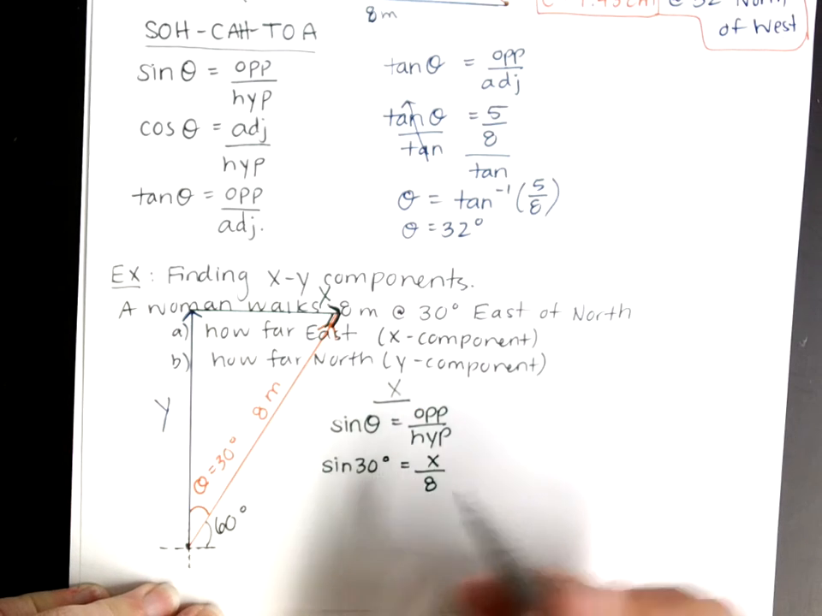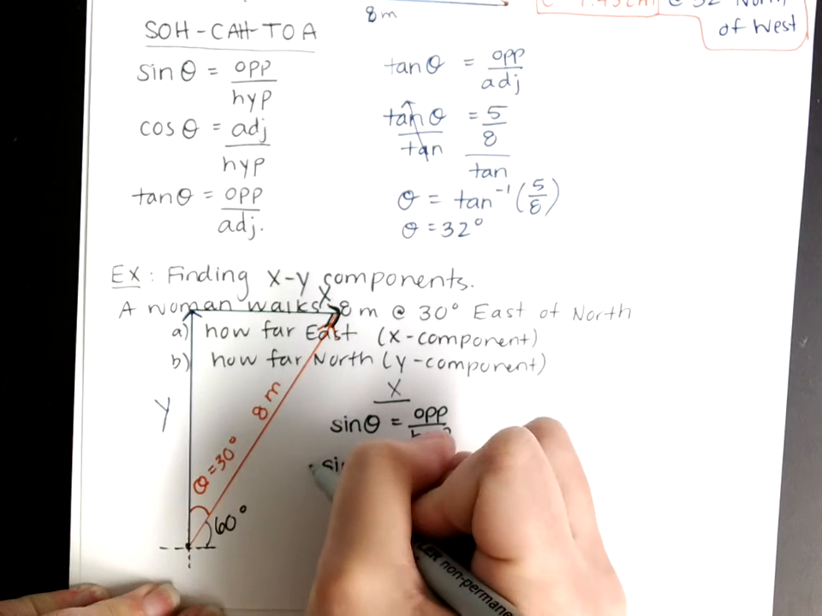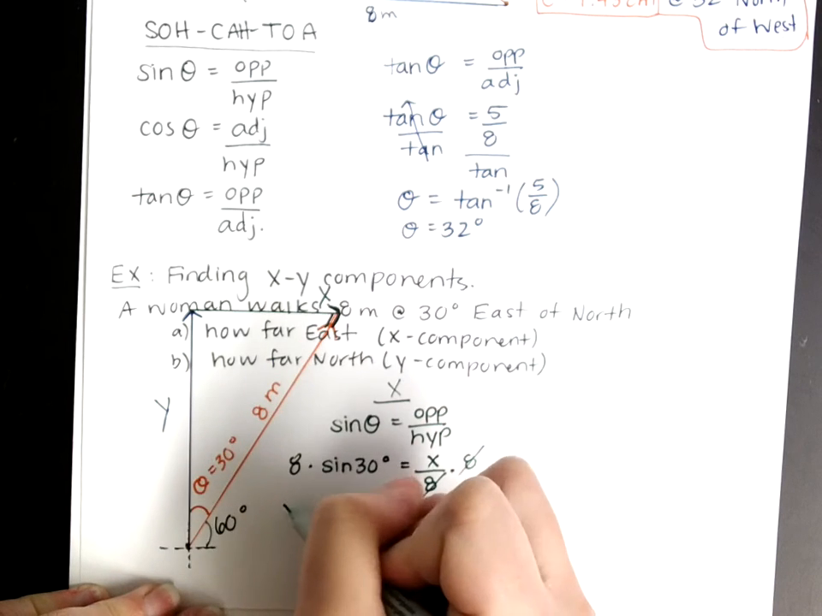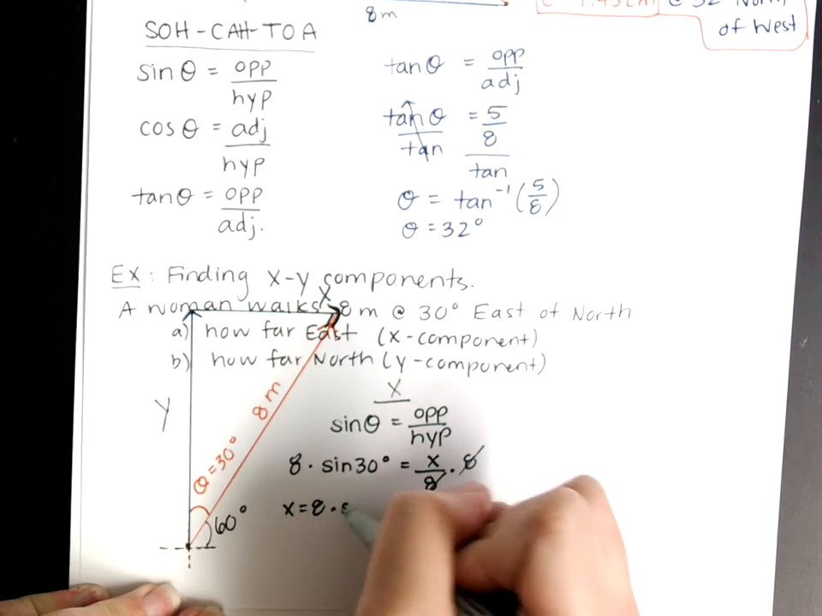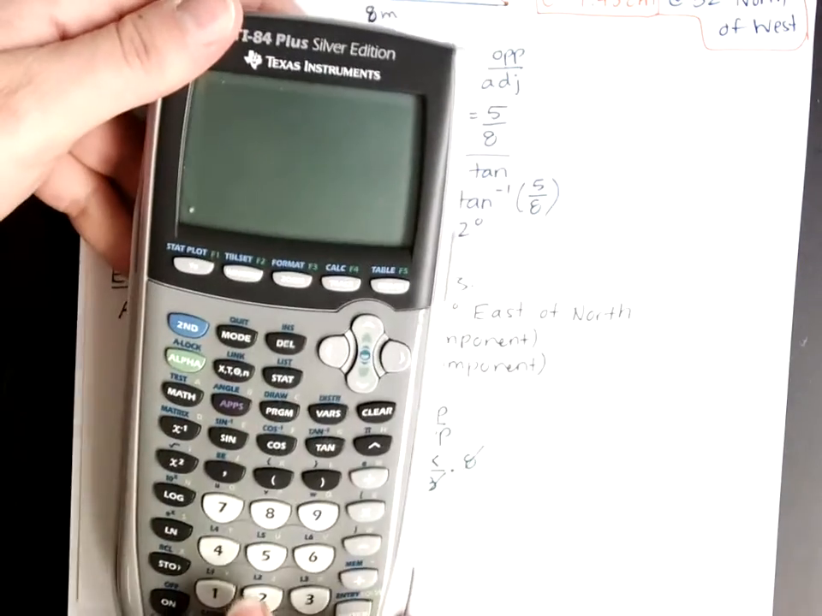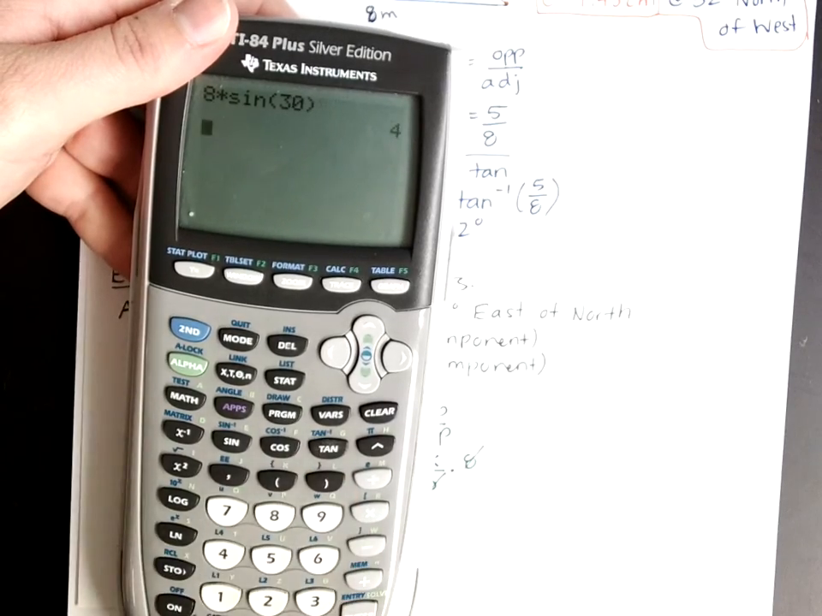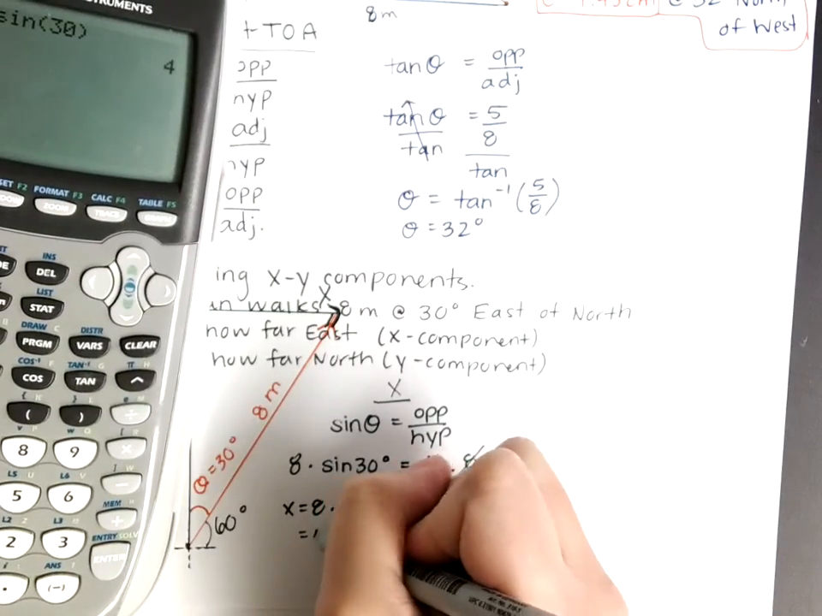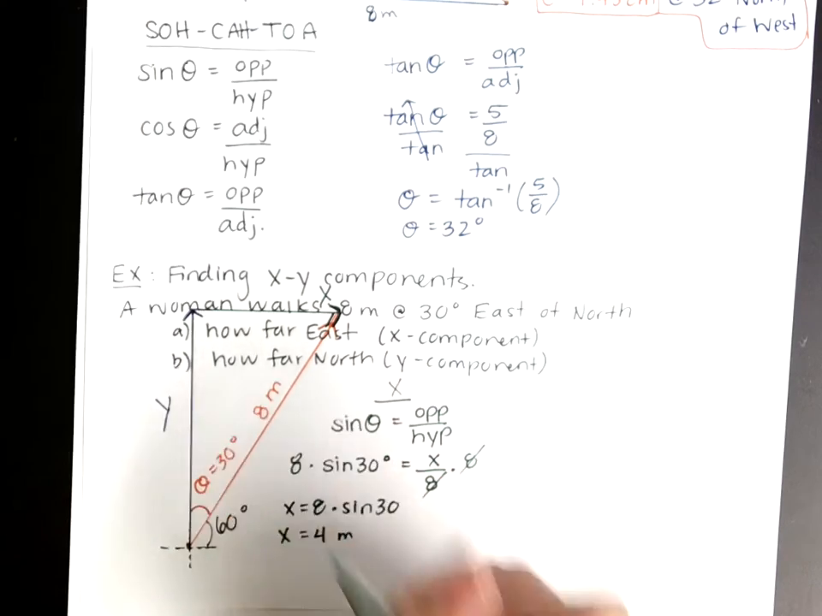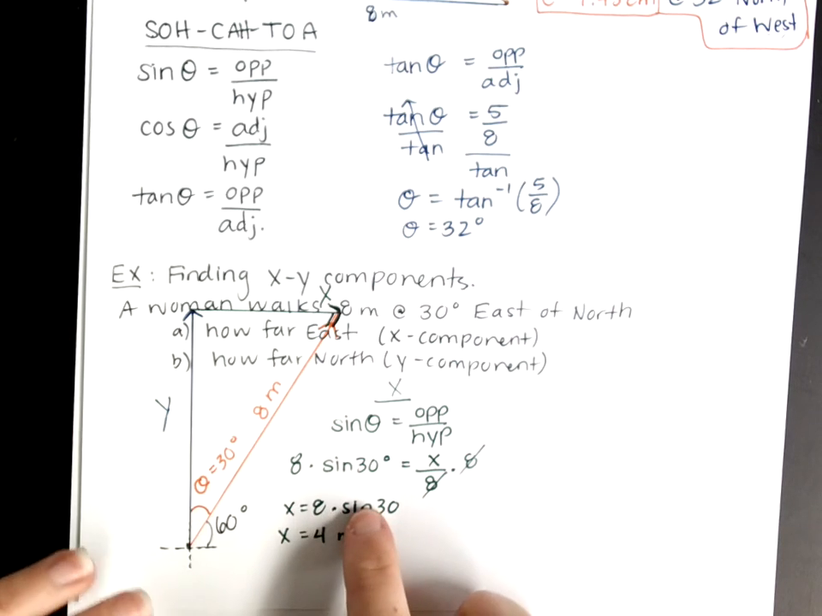Well, if we want to solve for x, let's just do a little bit of algebra. Multiply 8 on both sides. The 8s on the right cancel. You get x equals 8 times sine 30. Plug that in your calculator. 8 times the sine of 30 gives me 4. So x equals 4 meters. You may already remember this because you know your 30, 60, 90 degree triangle. That's fine, but I want you to know how to calculate it also.